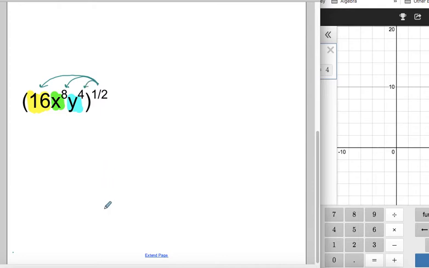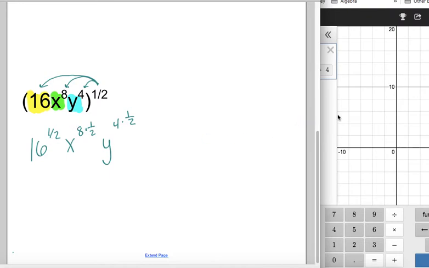Remember, when you're raising a power to another power, the powers, those exponents, will multiply together. And so here, the exponent on the 16 is a 1, and so 1 times a half is a half, so we're going to be thinking about 16 to the power of 1/2 for that part. For the x's, we currently have a power of 8, and we're going to be multiplying by 1/2. And for the y's, we currently have a power of 4, and we're going to be multiplying by 1/2. And so now I'm going to simplify this.